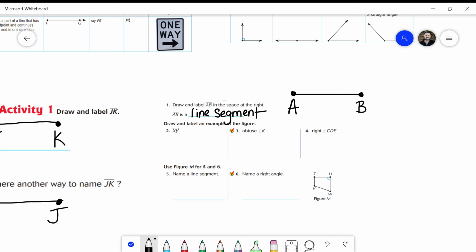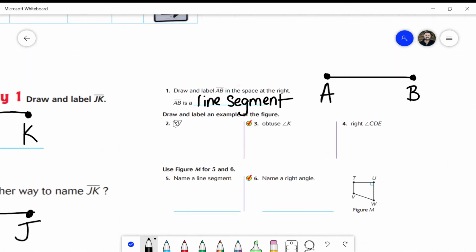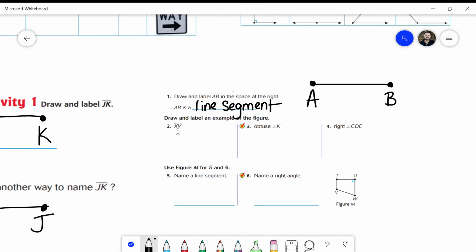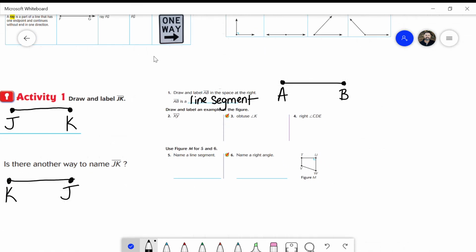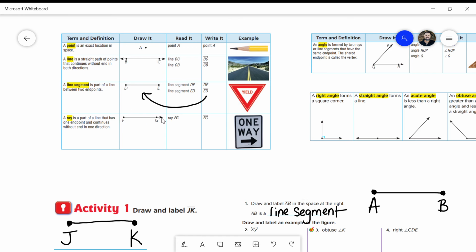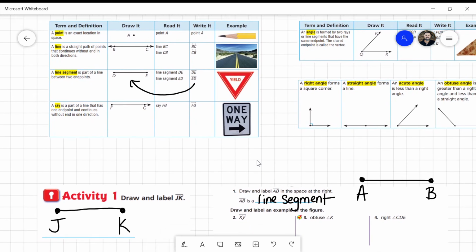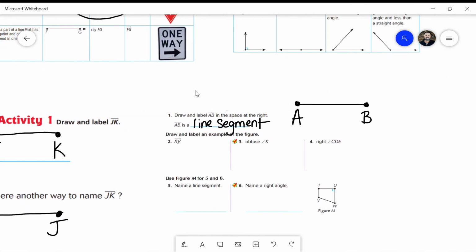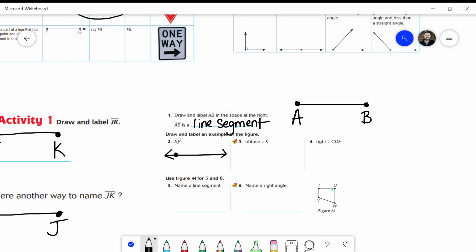All right, so here it's asking me to draw and label an example of the figure. If you can see, there's a line there with two arrows on both ends, and the labeling part is X and Y. So let me go back here and see what has two arrows. This one has one arrow, but this one has two. So it's a line. I want to draw a line and label it as X and Y. I'm just going to draw a line with two points there. One is X and the other is Y.